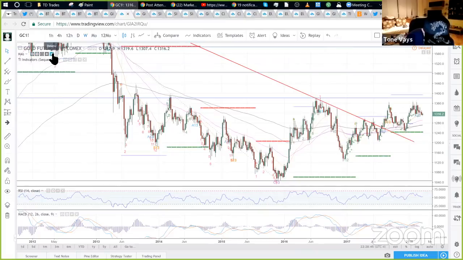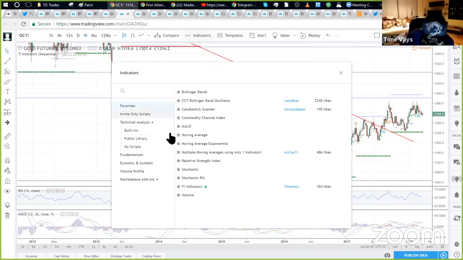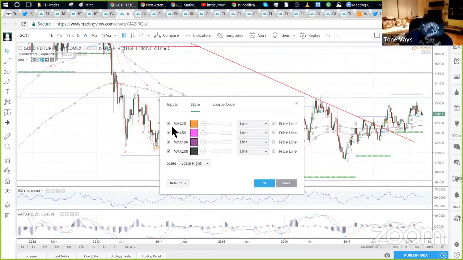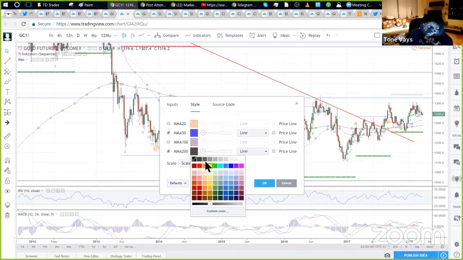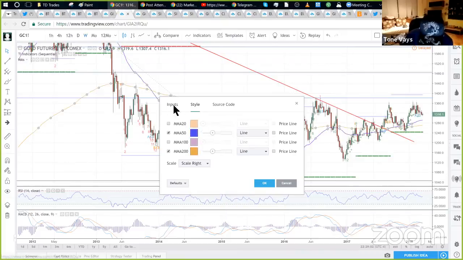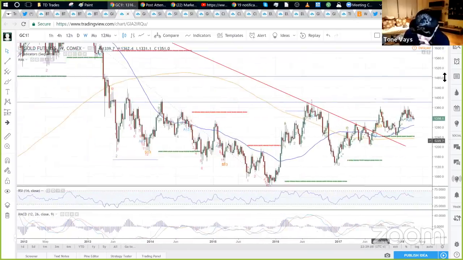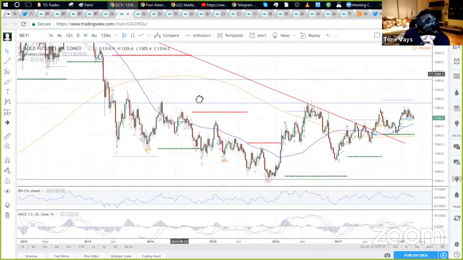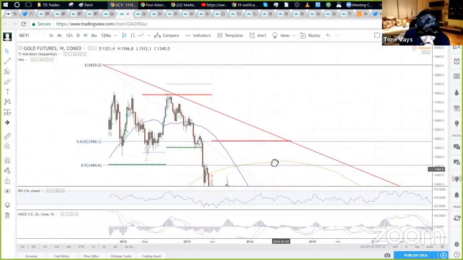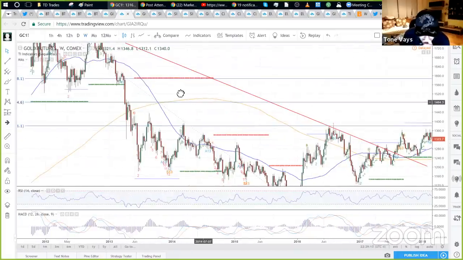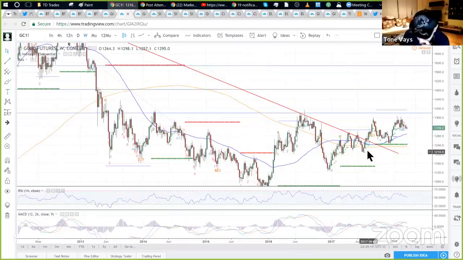Oh man, I got them backwards. I want to do it the other way. Uncheck 20, uncheck 100, blue. There you go. So, see what we got. I'm just going to zoom in.